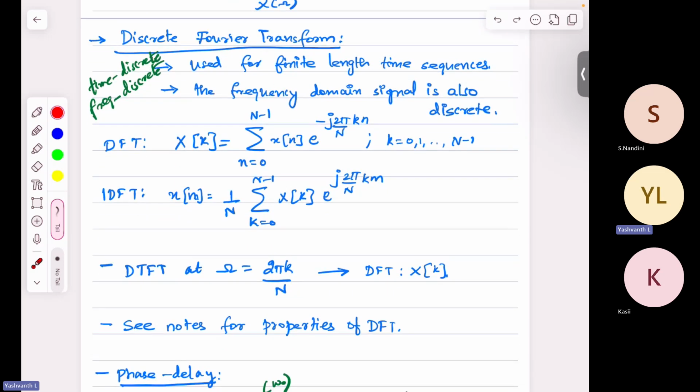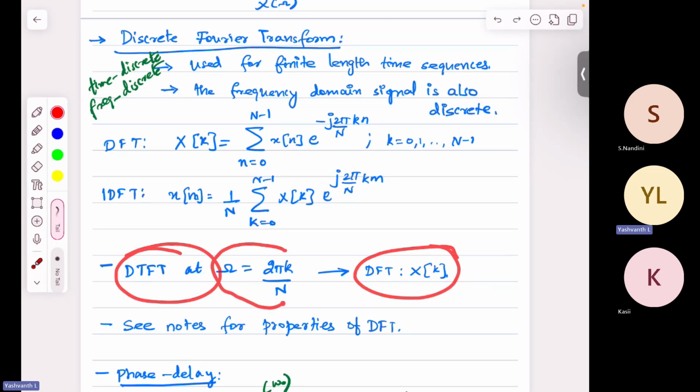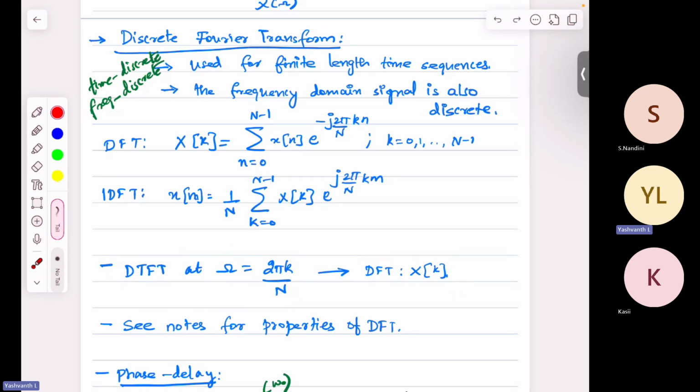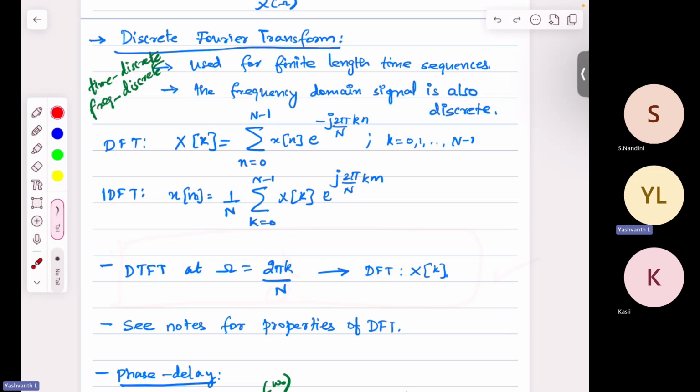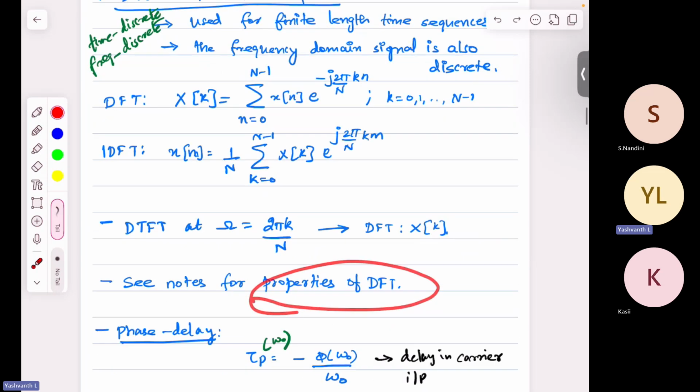So you can obtain the DFT from the DTFT by sampling the DTFT, the frequency domain signal, at omega equal to 2 pi by capital N times k. So basically the DTFT and DFT have a relation. Again, you look at the properties of the DFT.